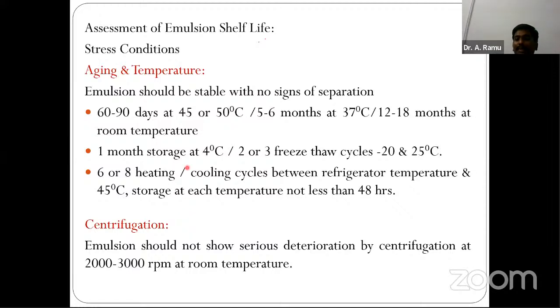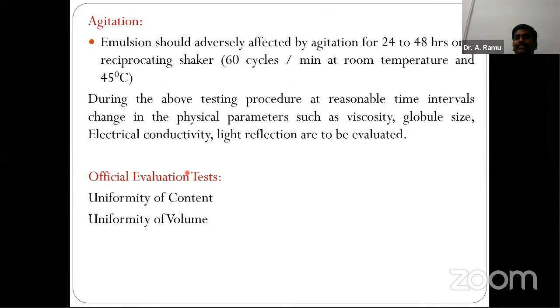When exposed to temperature, if there are changes in the physical parameters, it indicates that the emulsion is not physically stable. And the next one is agitation. The emulsion should not be adversely affected by the agitation process for 24 to 48 hours on a reciprocating shaker. The shaking rate is approximately 60 cycles per minute at room temperature and 45 degrees centigrade.